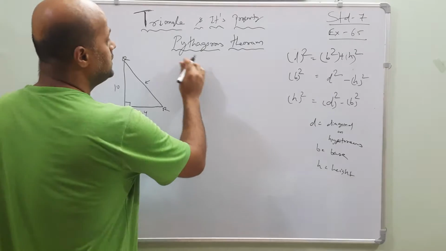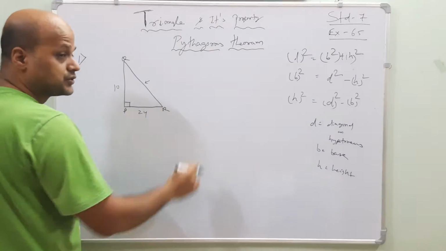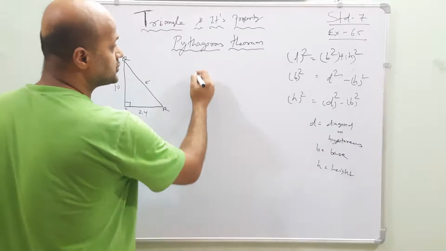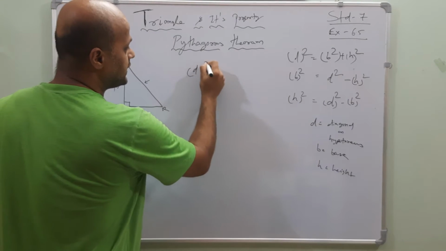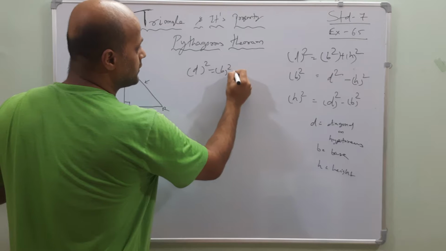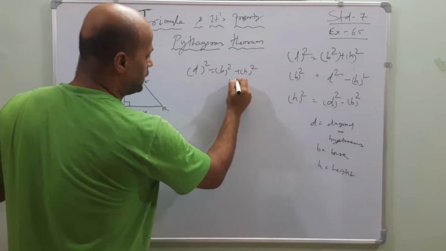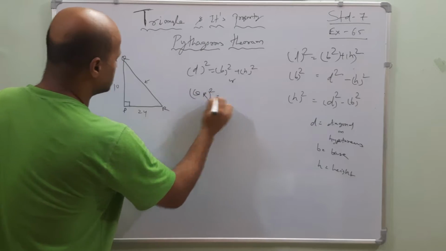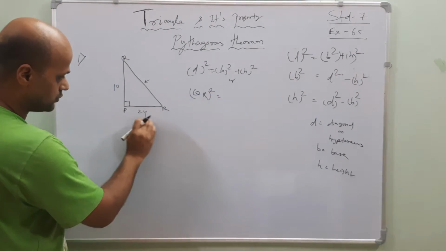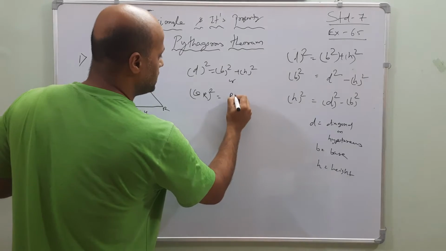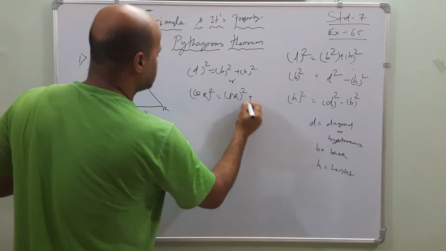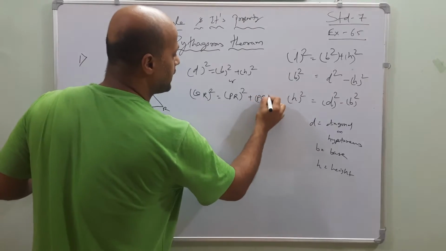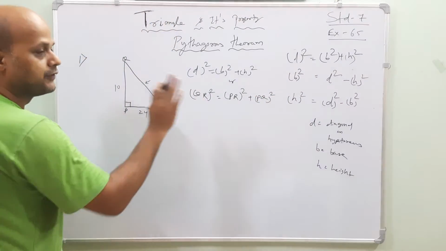We know that the Pythagoras theorem says that to find the third side, we have to apply the Pythagoras theorem as d square is equal to b square plus h square. So d square means QR square is equal to, what is base? Base is this one. So I will write here PR square plus, and height here is PQ square. Now put the values.